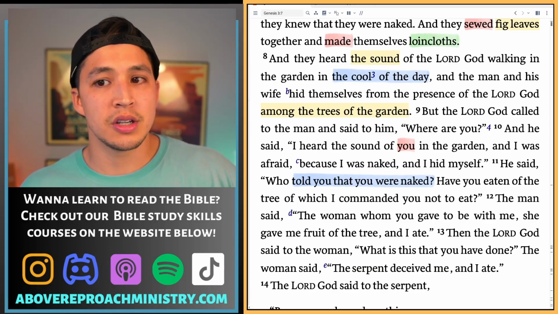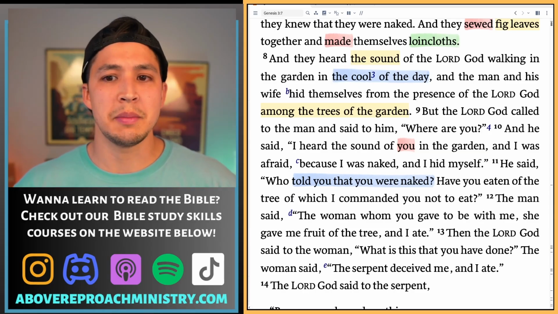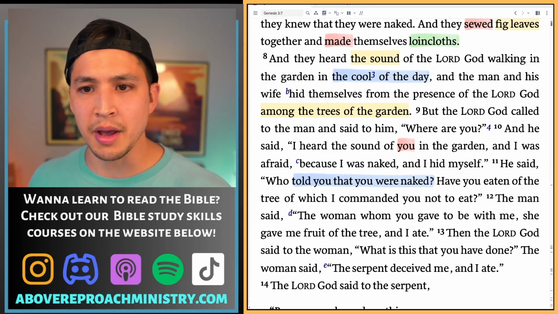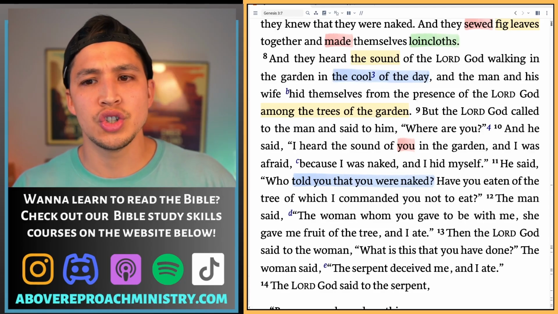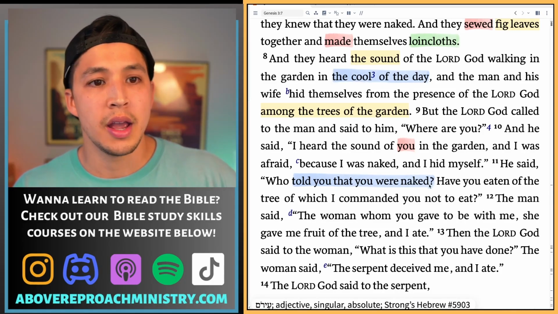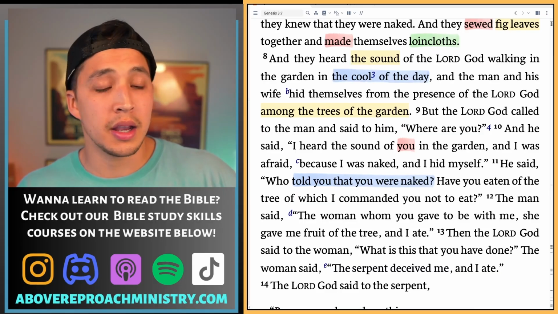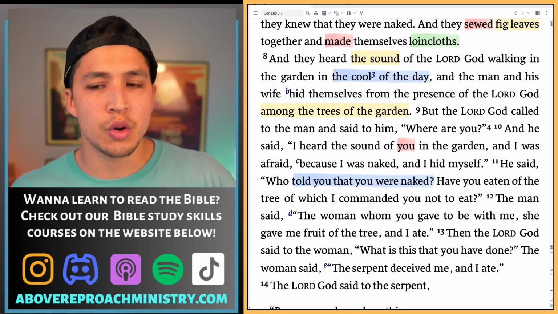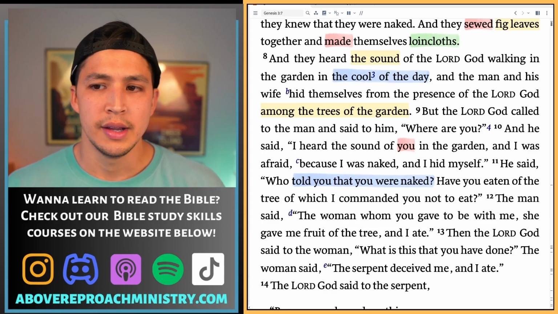Is Adam talking to God from his hiding spot in the trees, or has he made himself known at this point and come out of hiding? Why is God's question twofold in verse 11? "Who told you you were naked? Have you eaten of the tree?" Again, two questions God knows the answer to.